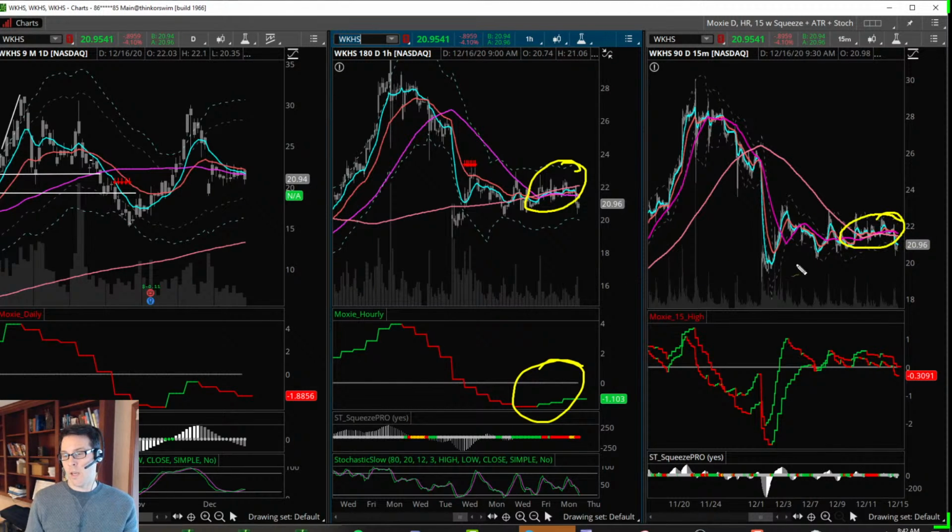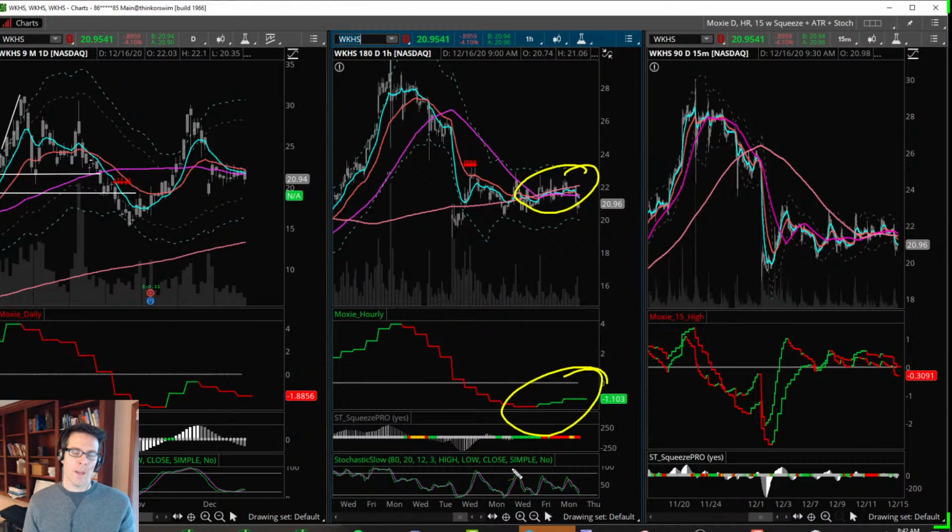So right there today when it broke off the 15-minute 50, I definitely would have been out if I were in it. But more so, I would have been looking at this and said, hey, the Moxie indicator on the hourly chart is just not ready. So I don't see anything there yet. Workhorse, going to have to wait.